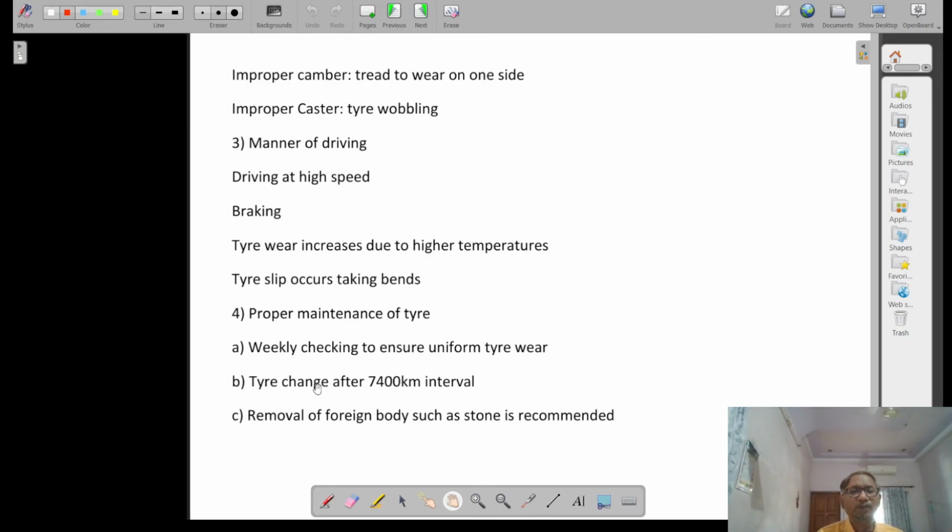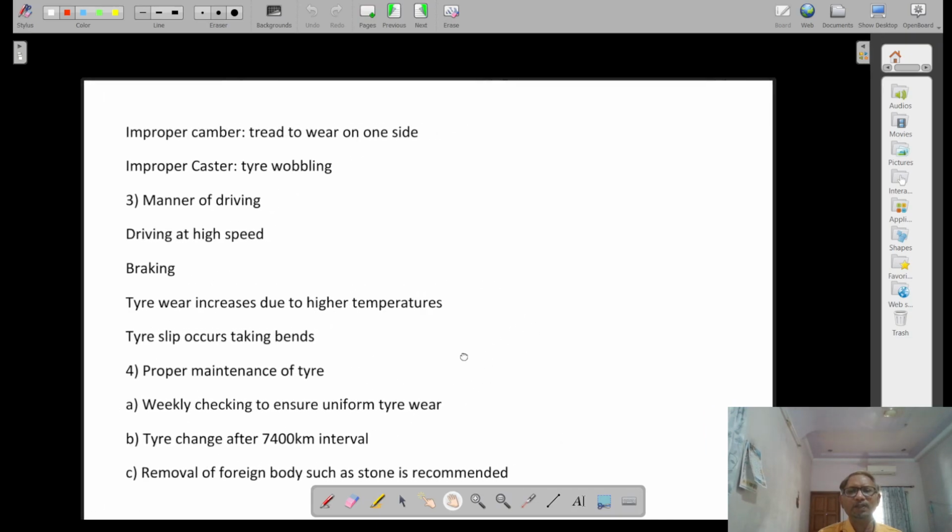Then there should be proper maintenance of the tire. By proper maintenance we mean you have to check weekly how the tires are wearing. You have to change the tire after a 7,400 kilometer interval, and you should remove foreign bodies such as stones from the tires. Now, the general method of tire changing.